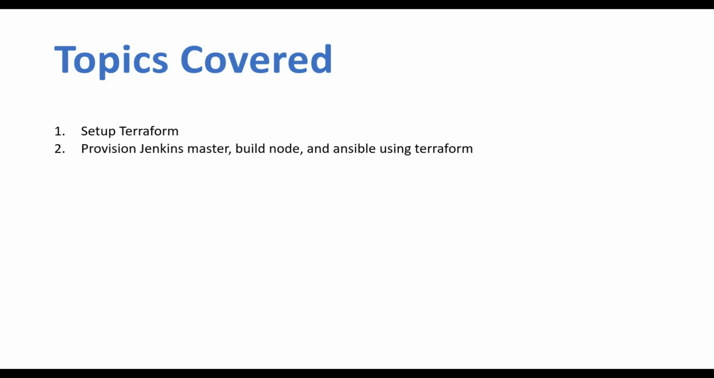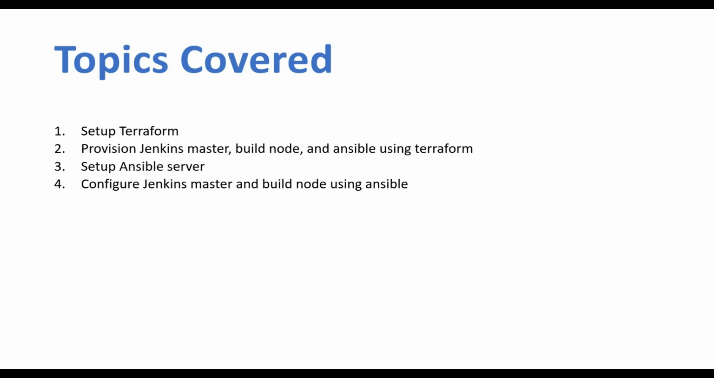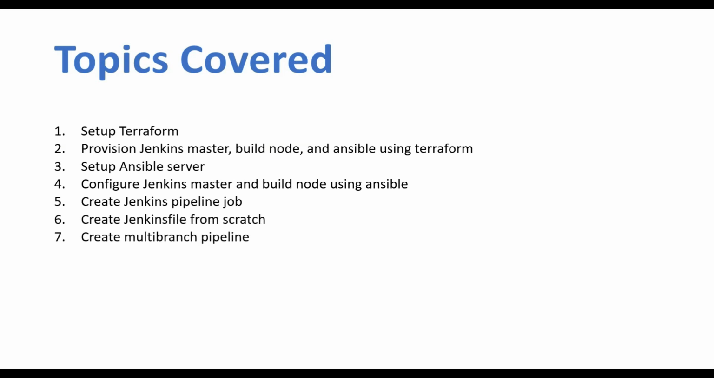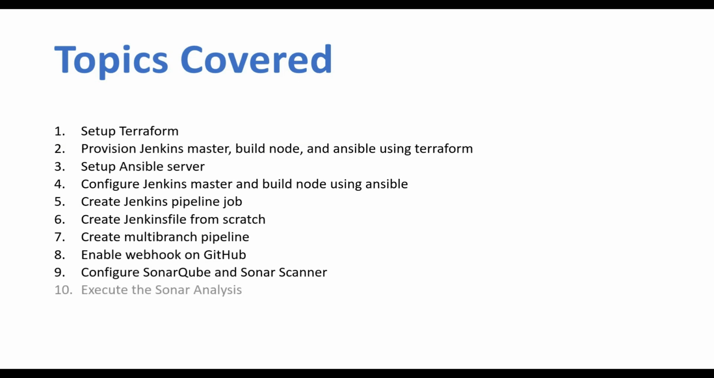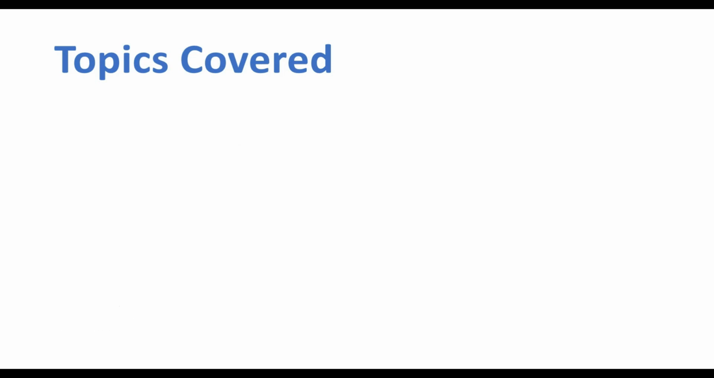And if you see the major topics what we cover in this program, that is set up Terraform, provision Jenkins master, build node and Ansible using Terraform, set up Ansible server, configure Jenkins master and build node using Ansible, create Jenkins pipeline job, create Jenkins file from scratch, create multi-branch pipeline, enable webhook on GitHub, configure SonarQube and Sonar Scanner, execute the Sonar analysis, define rules and gates of SonarQube, Sonar callback rules.